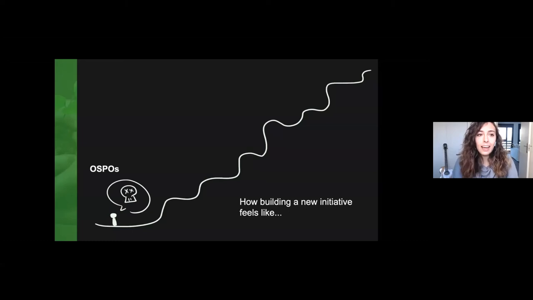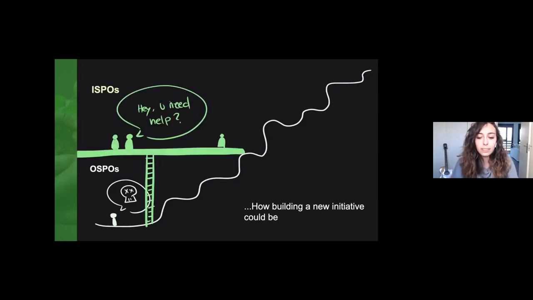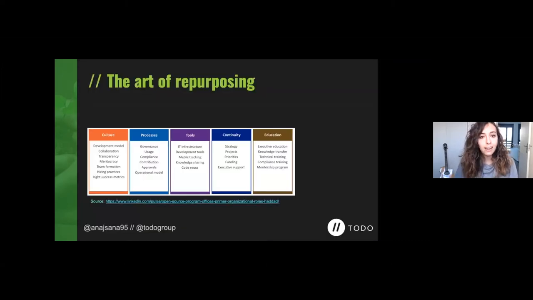And saying that, my impression is that when we build a new initiative, let's say OSPOs, here's what happens. Like, oh, we need to start from scratch. We don't have anything. But it can be different. There are a lot of assets that we can reuse. So there is a saying: don't create, reuse. And this is something that, from the OSPO perspective, we can take from InnerSource.